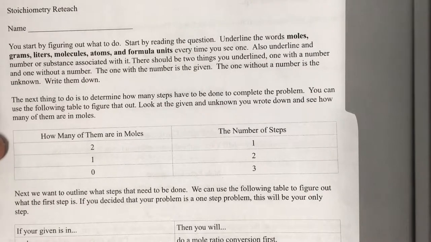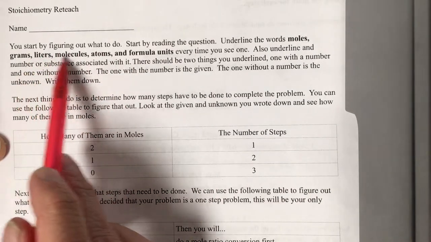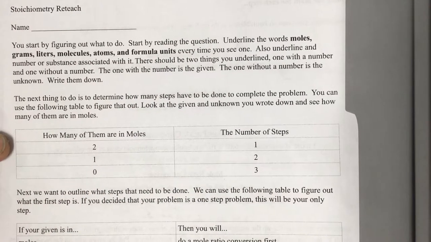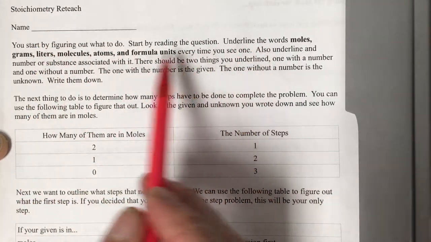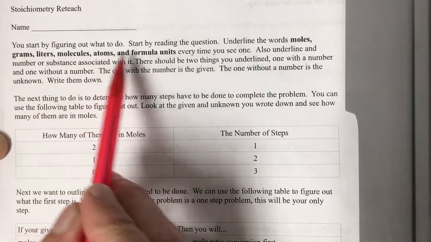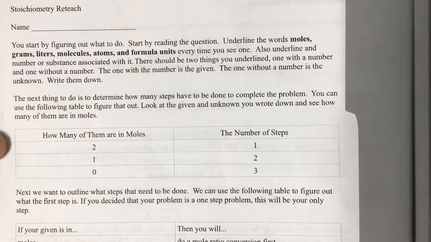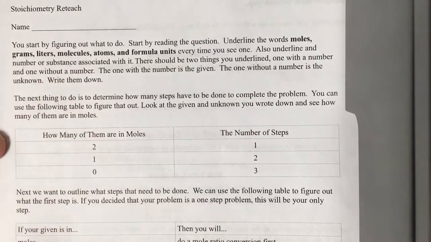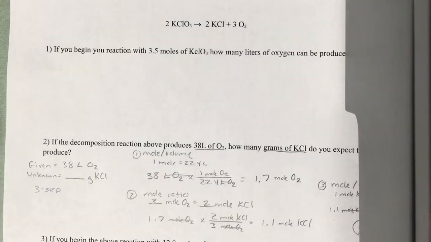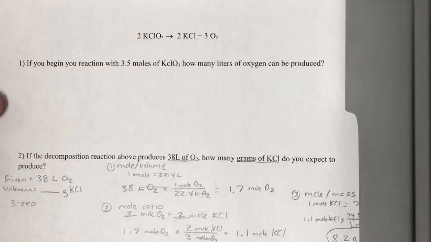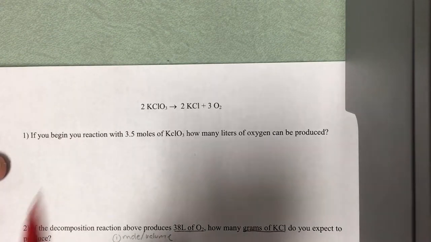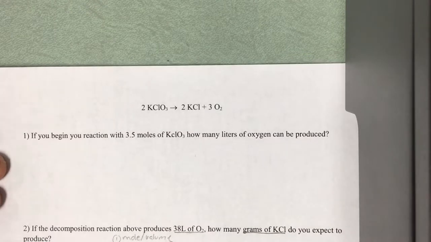So first thing we got to do is start by looking for these six keywords in our questions. The words we're looking for are moles, grams, liters, molecules, atoms, and formula units. Anytime we see one of those six words, we underline it and any number or substance associated with it. So let's give that a shot. There's our first question. Move that down so you can't cheat. Go through the question looking for those words.